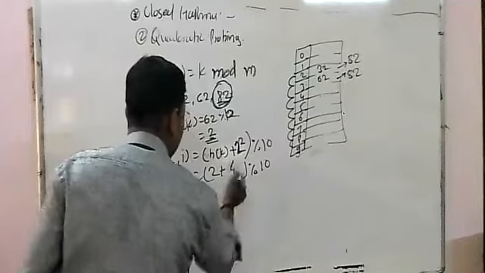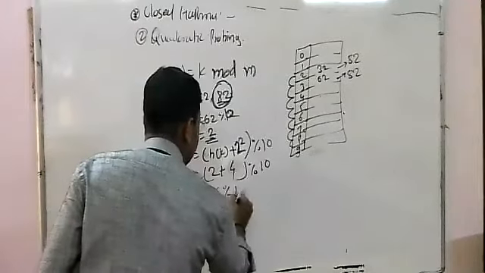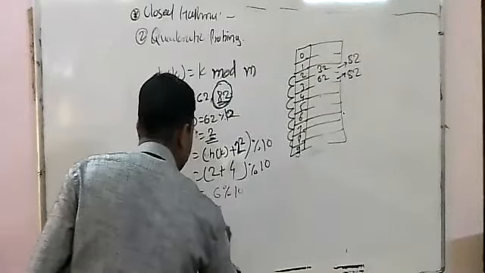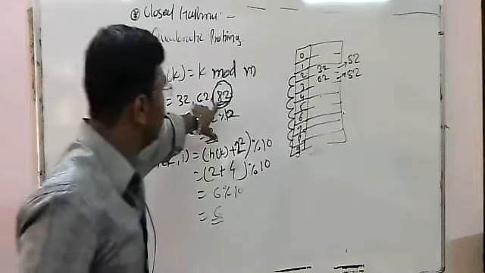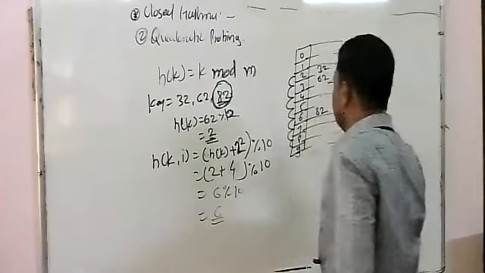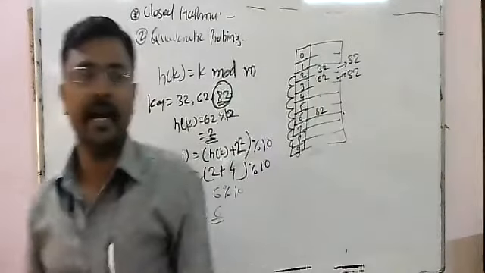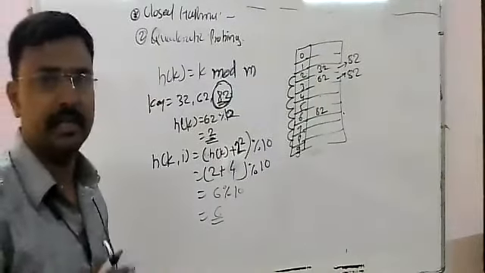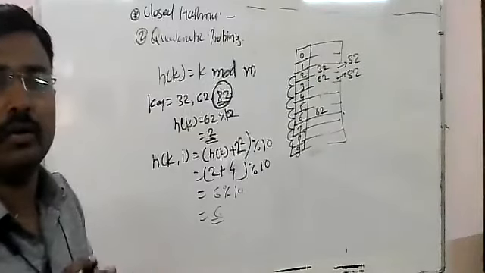4 plus 2, 6 mod 10. What will be the value? 6. It means this 82 is now stored at position 6. See, this is nothing but quadratic probing.